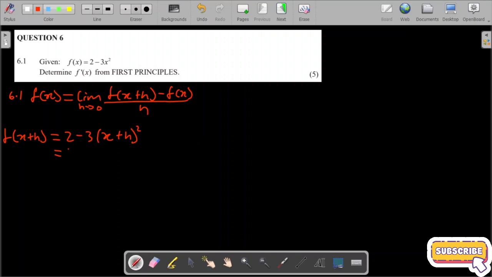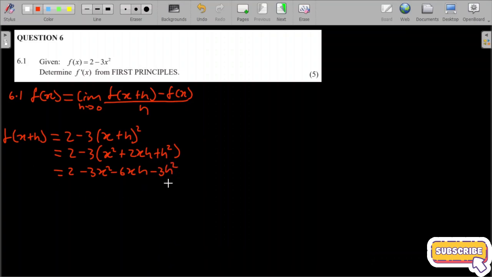And then from here, we're going to simplify this in terms of the two brackets. I'm going to have x squared plus 2xh plus h squared. And from here, we have 2, and then we multiply by the negative 3 all through. So we're going to have negative 3x squared, negative 3 times 2xh is going to be negative 6xh, and then we're going to have negative 3h squared. This is what we are having here.